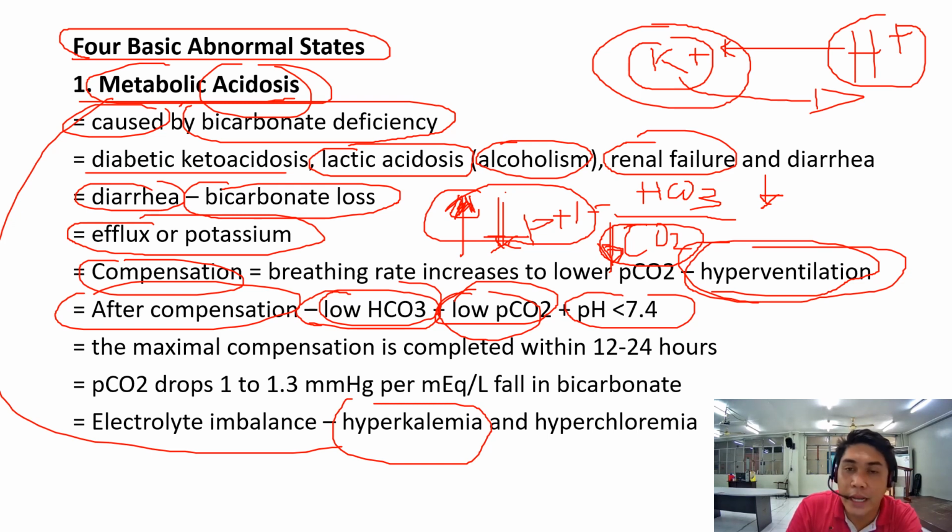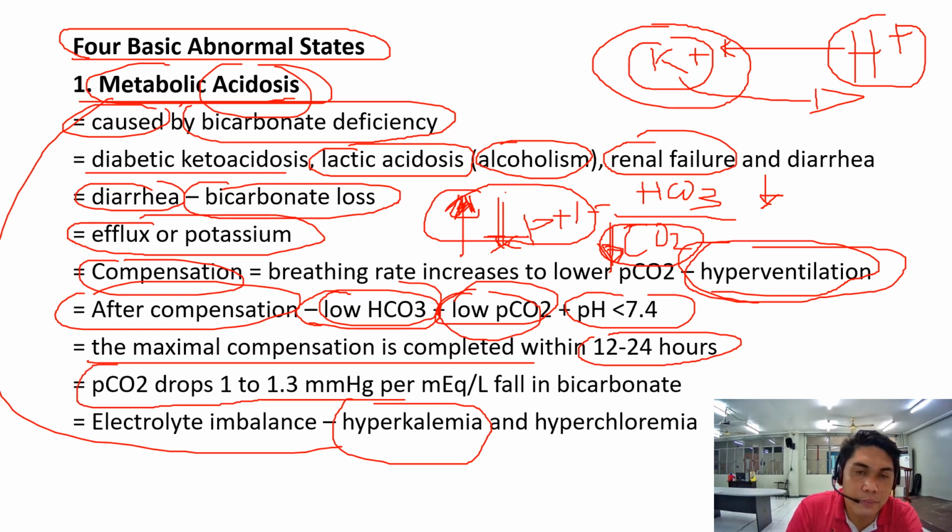For uncompensated metabolic acidosis, pH is less than 7.35, normal PCO2, and low bicarbonate. That's for uncompensated. Now, the maximal compensation is completed within 12 to 24 hours. That's for metabolic acidosis. So, PCO2 drops 1 to 1.3 mmHg per mEq per liter fall in bicarbonate. Okay? So that's for metabolic acidosis.